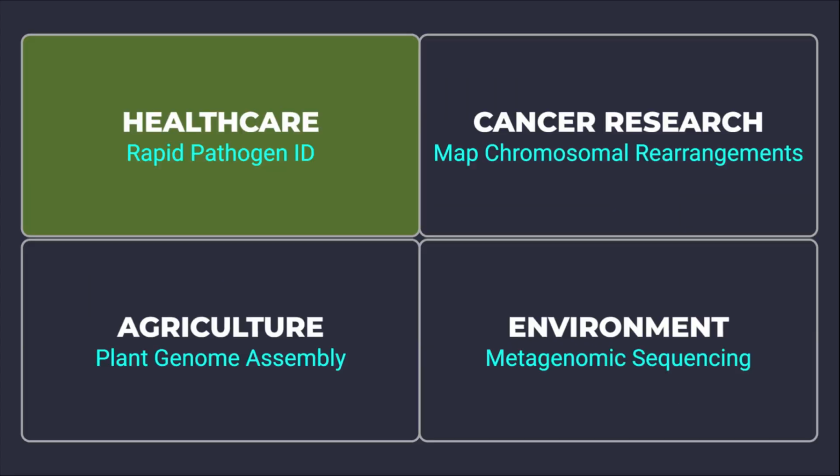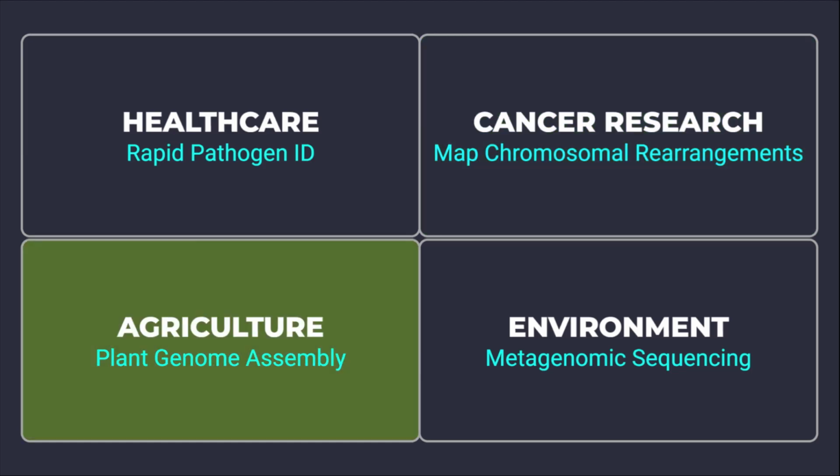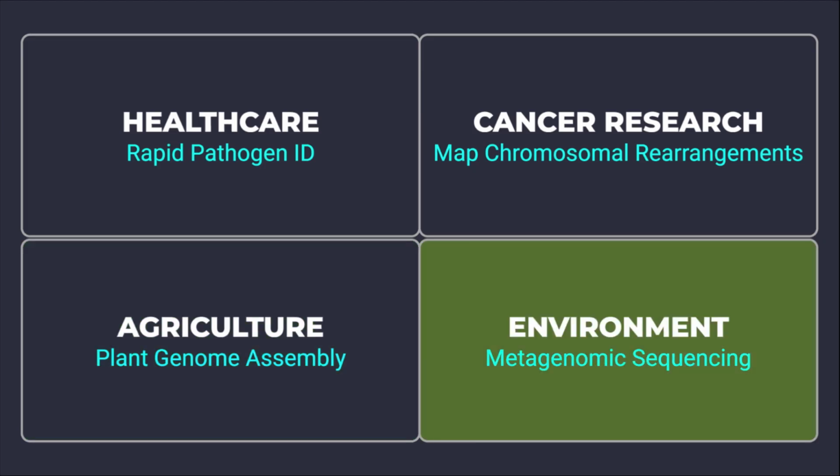In health, nanopore sequencing is critical for rapid pathogen identification, allowing clinicians to determine antibiotic resistance profiles within hours instead of days. For cancer research, long reads help characterize complex chromosomal rearrangements and fusion genes that are difficult to map with short-read data. In agriculture, it is used for rapid plant genome assembly and identifying viral infections in crops. Environmental applications include metagenomic sequencing of soil or water samples, providing immediate insight into microbial community structure and biodiversity without extensive sample processing.